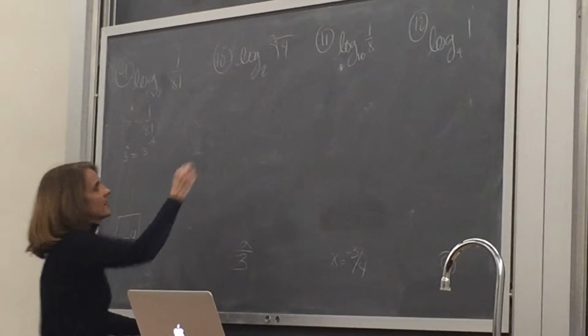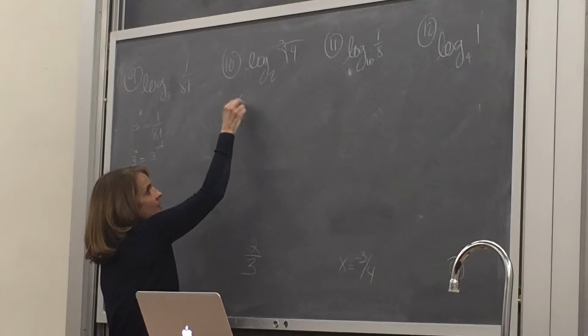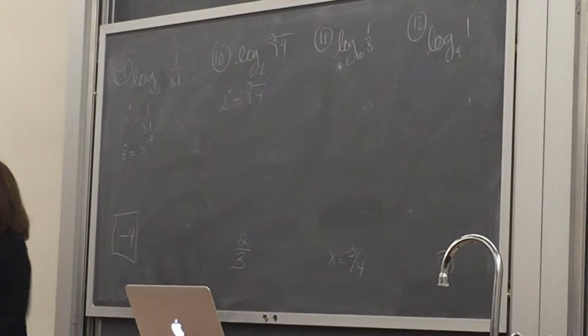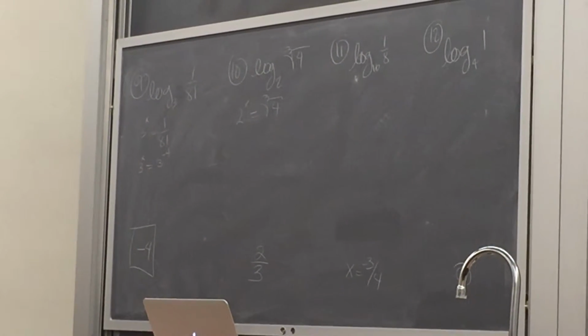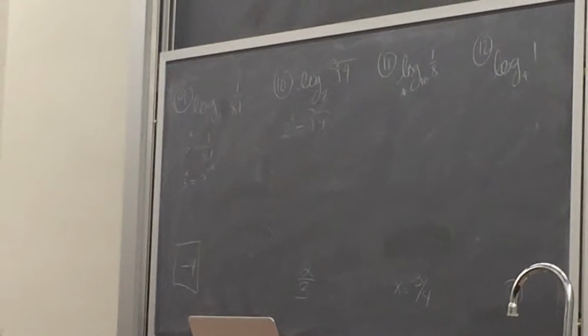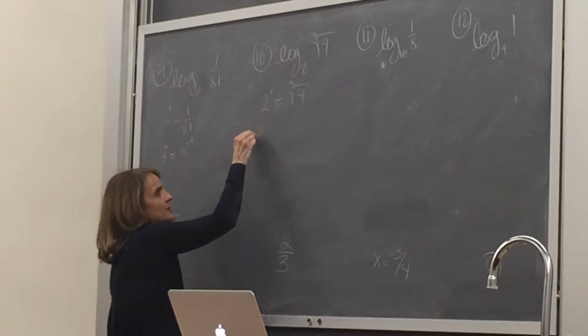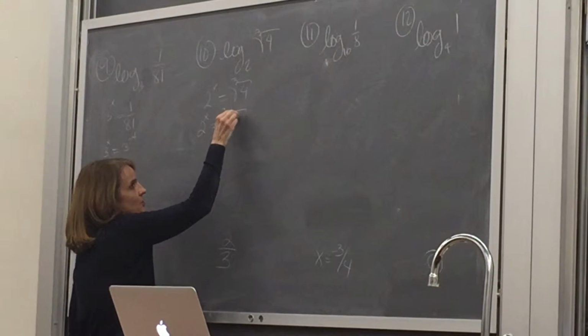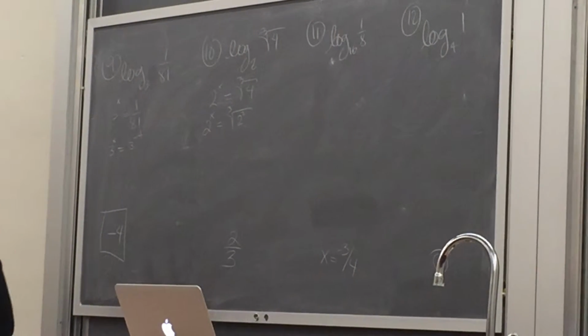Same idea here. This is 2 raised to some power equals the cube root of 4. Okay, I'm going to do this one step at a time. What's the common base? 2. All right, 2 is my common base. So this is 2 to the x equals the cube root of 2 squared. Are you okay with that?